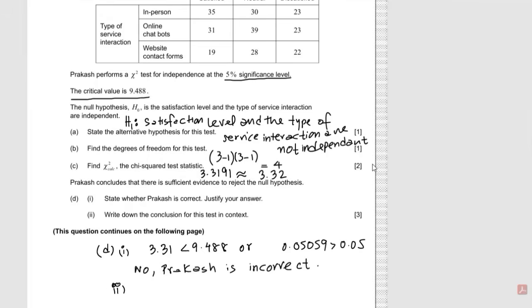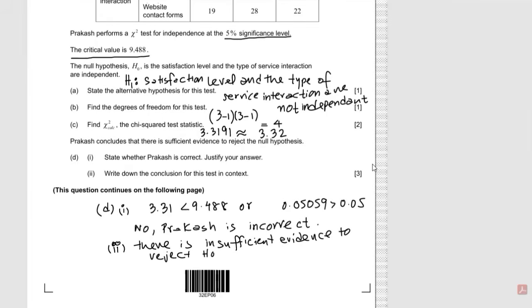Let's do the second part. They're saying write down the conclusion for this test in the context, as I already mentioned. So you will say that there is insufficient evidence to reject H naught. So you can write the context of the question. So what's the context? You can say that satisfaction level and the type of interaction are independent, right?